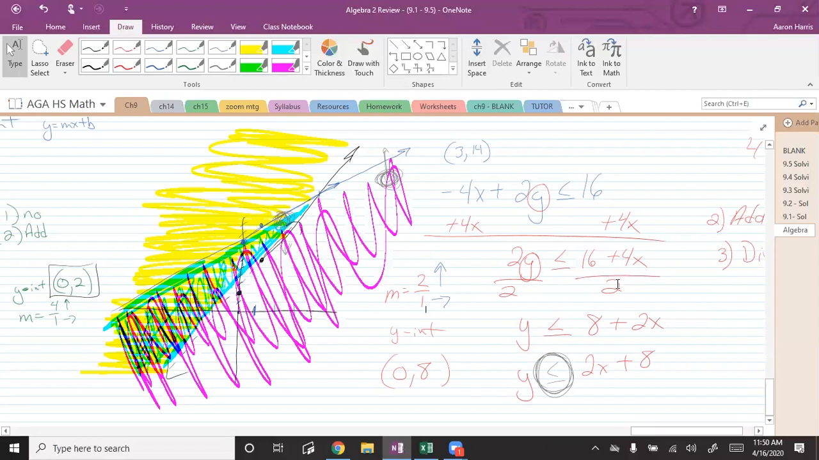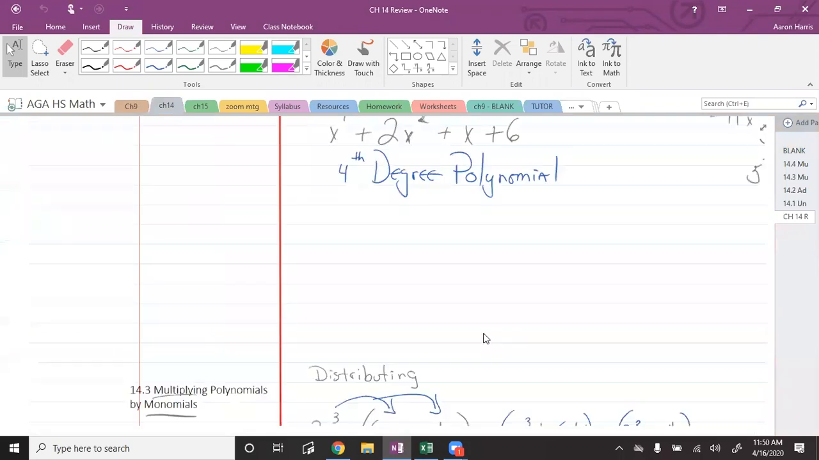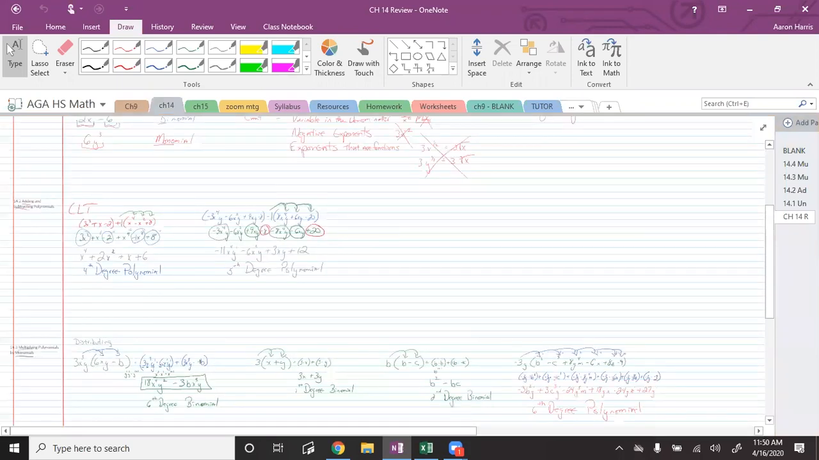There's nothing else really to do. You just have to be able to make sure that you know how to solve for y, graph, and then also be able to shade. Shading literally is off of slope-intercept form, okay? Which brings us to chapter 14. And let's go here.